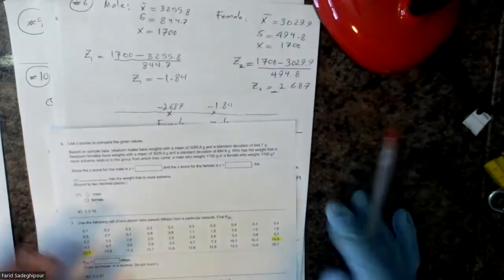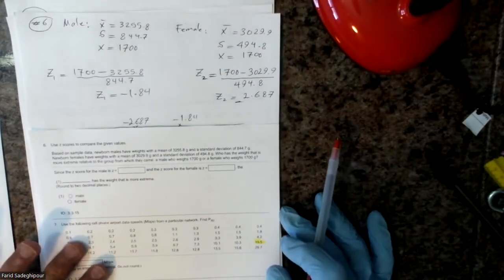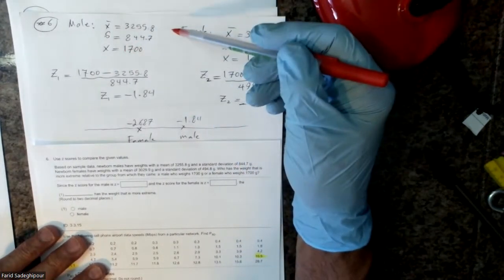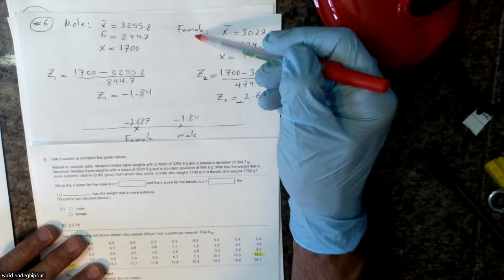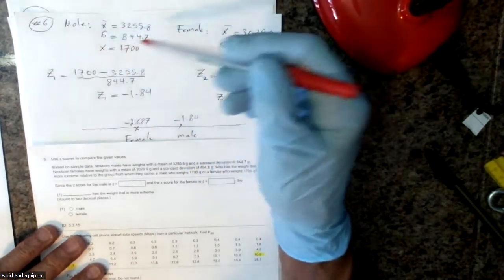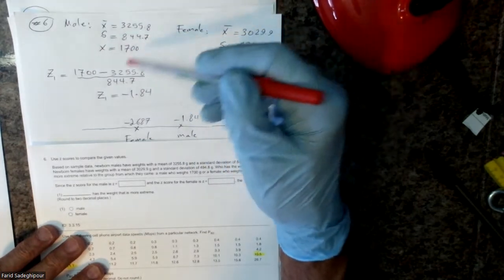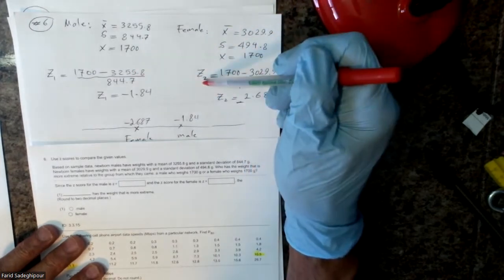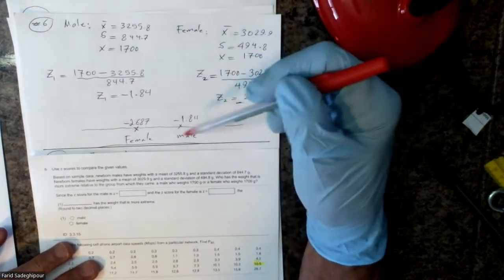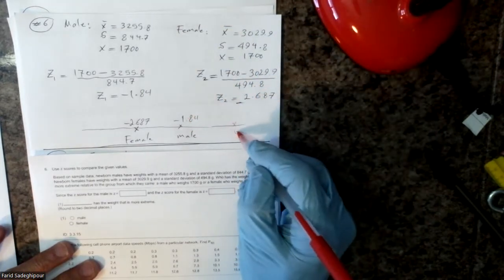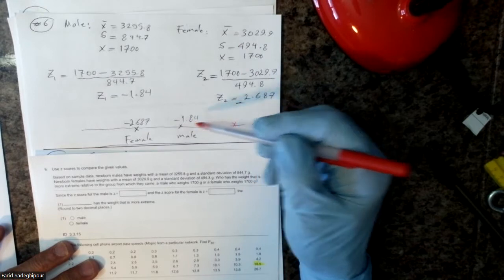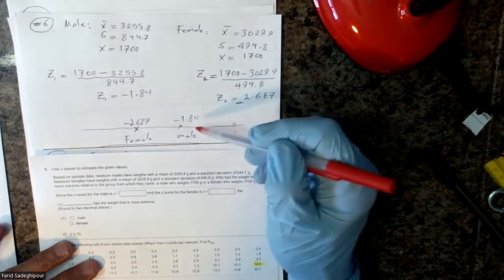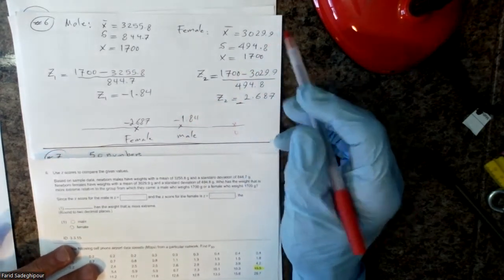That's one of the reasons we use the z value. If you want to compare two values from different groups, like one x from female and the other from male, you have to bring them to the same level, which is z, or the same unit. Then you can compare. If this is 0 on the number line, you understand that -1.84 is closer to 0 than -2.687. So -2.687 is smaller than -1.84.